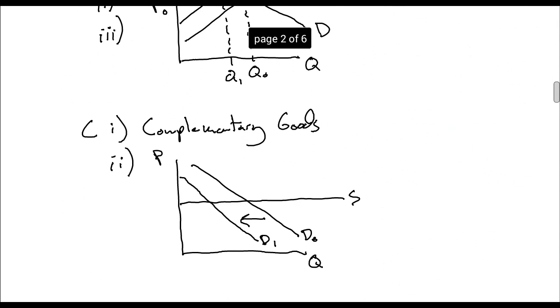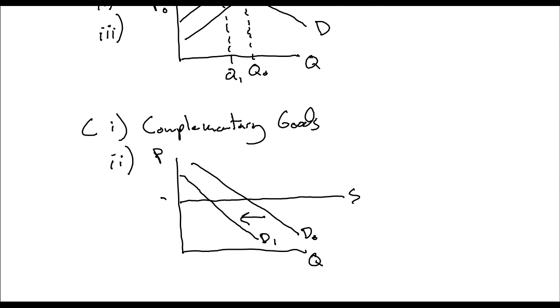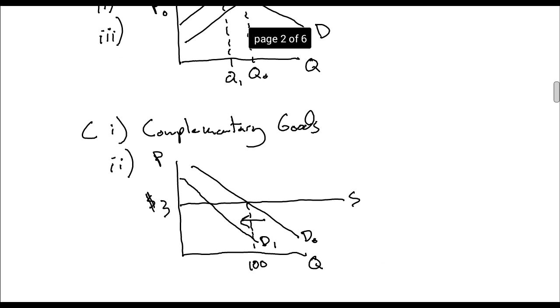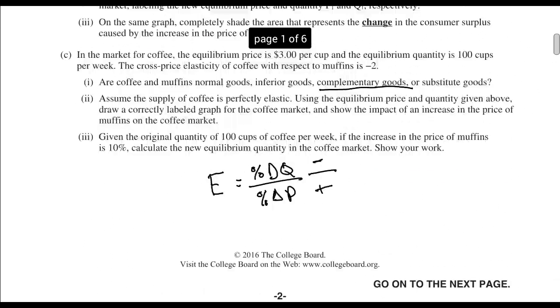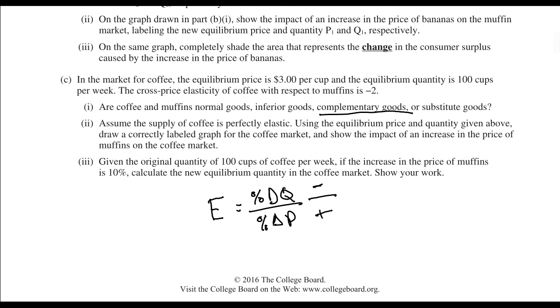So price was $3 and the quantity was 100. And did it say how much it shifted? Assume the equilibrium price. Draw correctly labeled. Show the impact. Okay, it doesn't say the amount of the quantity change.